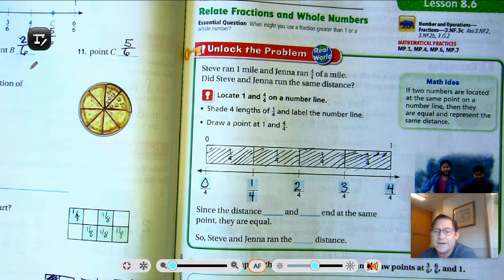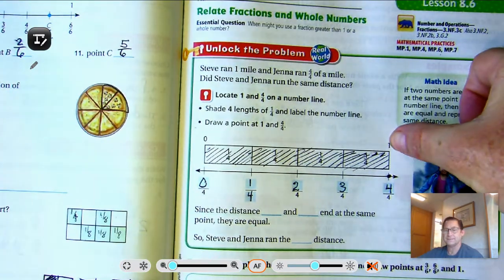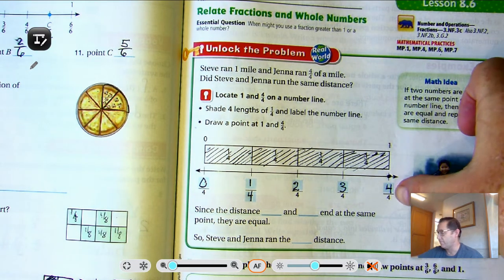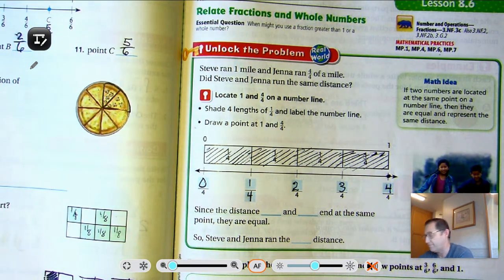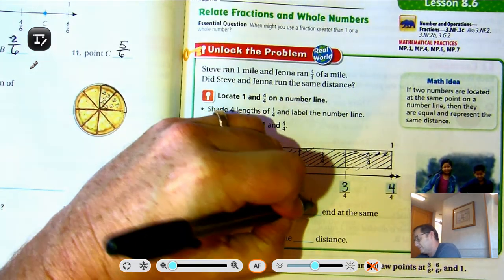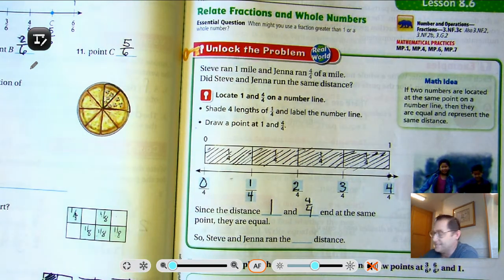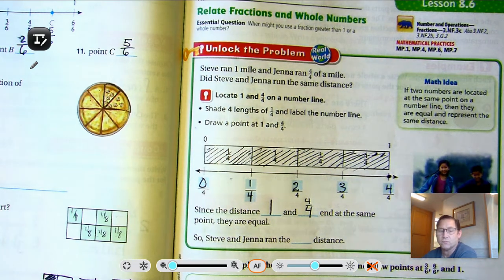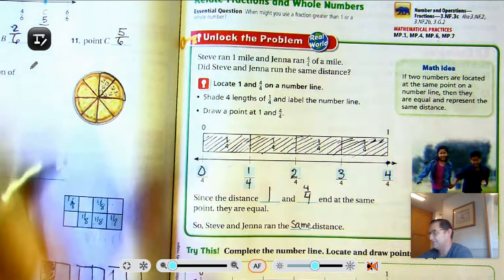So it says draw a point at 1 and 4/4. Well, that's right here. We have 1 on the number line here, and we also have 4/4 here on the number line. Since the distances 1 and 4/4 end at the same point, they are equal. So Steve and Jenna ran the same distance.